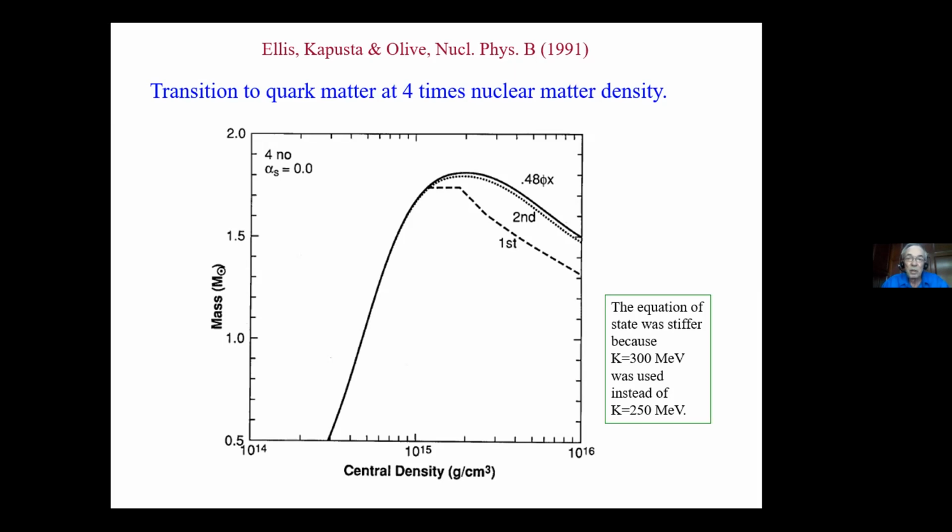This was in the old days, so we used a compressibility of 300 MeV instead of 250. But you can see what happens if you have a first order phase transition. As soon as that phase transition happens, the star collapses into a black hole. We also allowed for the possibility of a second order phase transition at the same density. That softens the equation of state, and it reduces the mass, but it's not a whole lot of difference in the absence of quark matter entering via second order phase transition.